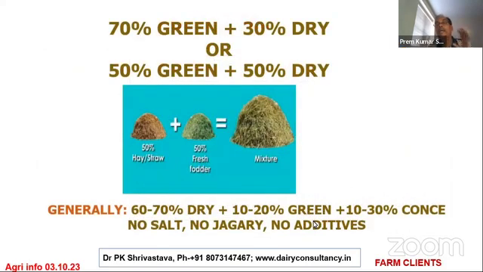Look at what we have tried to demonstrate over here. It should be 70% green and 30% dry. Fodder only. We are not talking of concentrate, mineral mixture, vitamins, or food additives. We are only talking about fodder. So 70% green and 30% dry should be there.